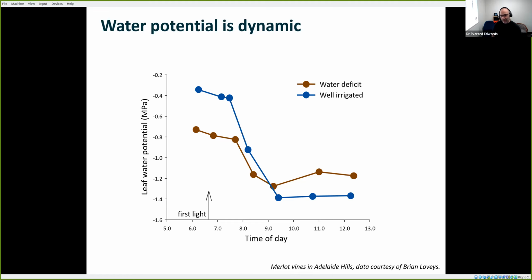Now, this is only going to happen under very high evaporative demand conditions, but it can happen, and it means that simply looking at leaf water potential doesn't always well match the actual water stress the vine is experiencing. So this dynamic is important.